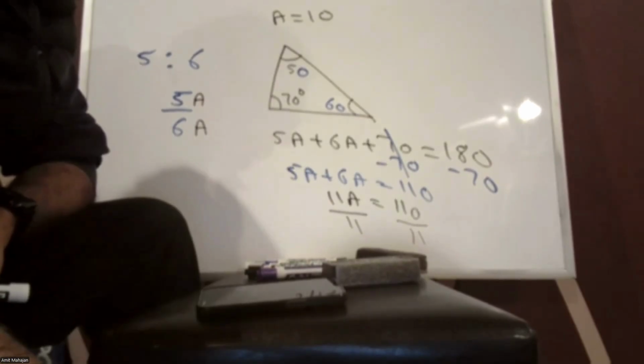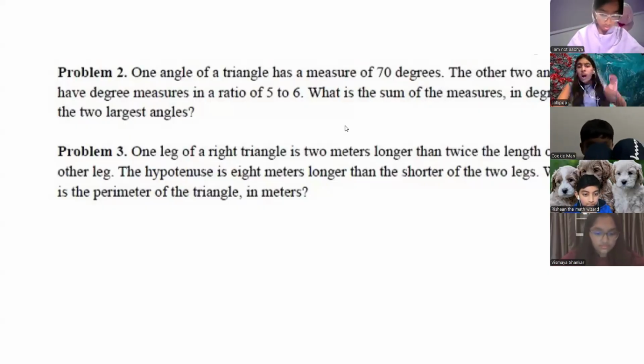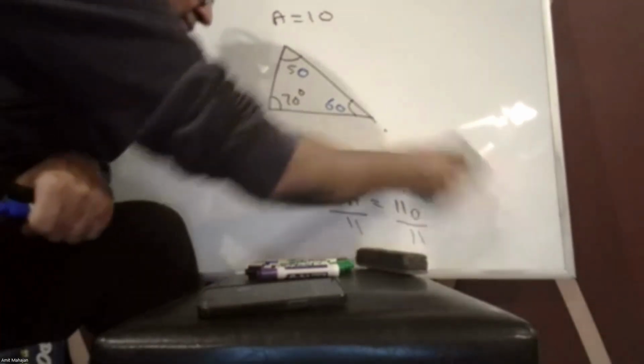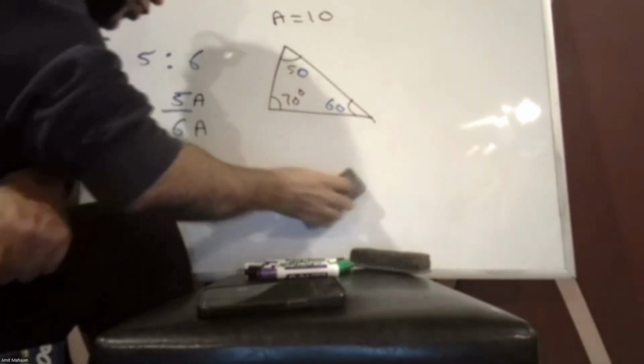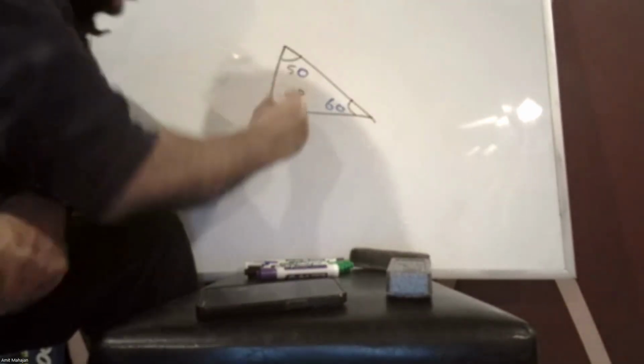Okay. Because there's one more statement. As I said, English to math, one statement at a time. Read the last statement. What is the sum of the measures in degrees of the two largest angles? Now you tell me which are the two largest angles in this triangle. 70 and 60 degrees. So what is the sum of 70 and 60? 130 degrees.